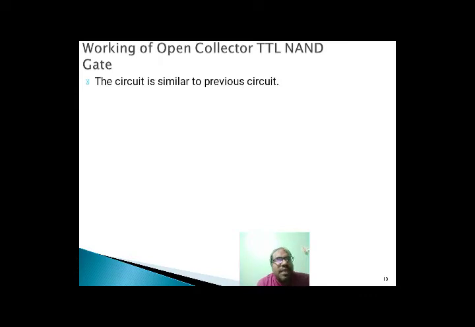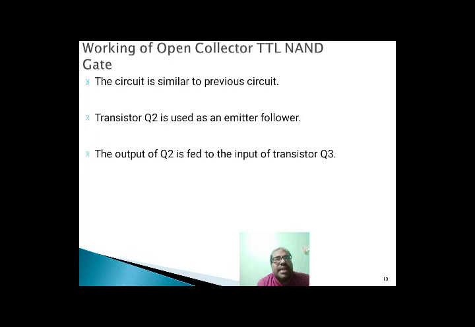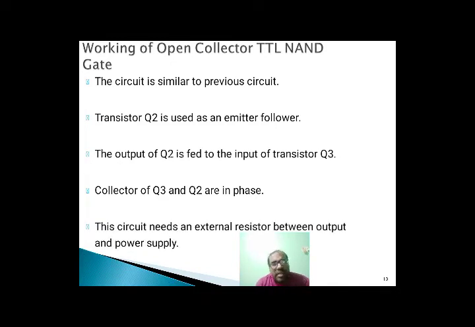Now we are going for the working of open collector TTL NAND gate. This circuit is similar to the previous circuit. Transistor Q2 is used as an emitter follower and output of Q2 is fed to the input of transistor Q3. Collectors of Q3 and Q2 are in phase. The circuit needs an external resistor between output and the power supply. That is nothing but the open collector or external pull-up resistor.